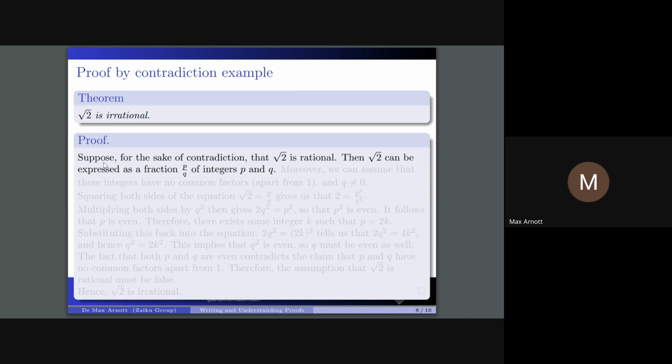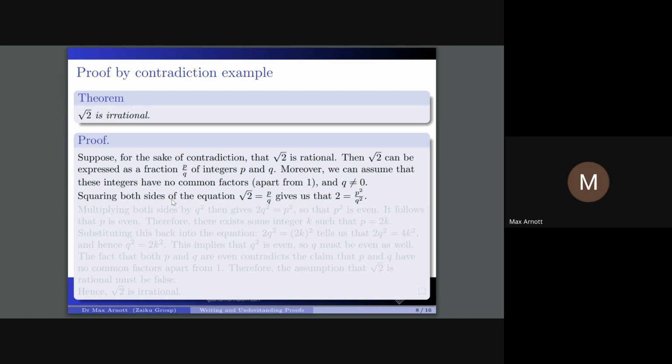So suppose for the sake of contradiction that the square root of 2 is a rational number. Well, what does that mean? It means that we can write it as a fraction of integers, okay? That's just the definition of what a rational number is. What can we do with this? Well, we can assume that the integers have no common factors apart from 1. Otherwise, we could just take the common factors out and reduce the fraction. And we can also suppose that q is non-zero, because otherwise this doesn't make sense.